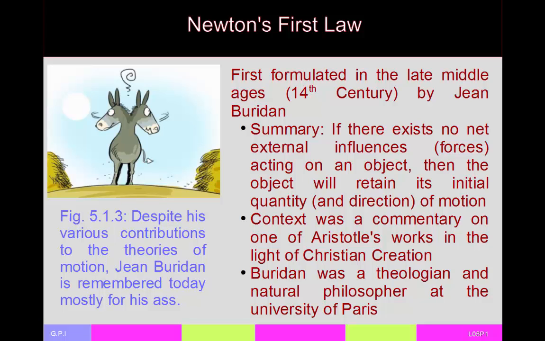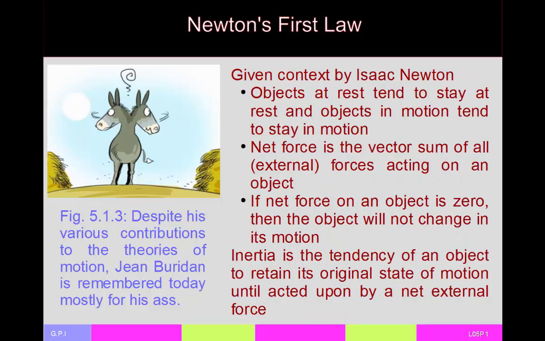Basically, what Buridan ended up saying was that if there exists no net external influences, like a force acting on an object, then the object will retain its initial quantity and direction of motion until such a time as there is a force acting upon it, specifically a net force acting upon it. So this was basically the first formulation of Newton's first law. It was then given some context by Sir Isaac Newton. Sometimes this law is summarized as objects at rest tend to stay at rest, and objects in motion tend to stay in motion.